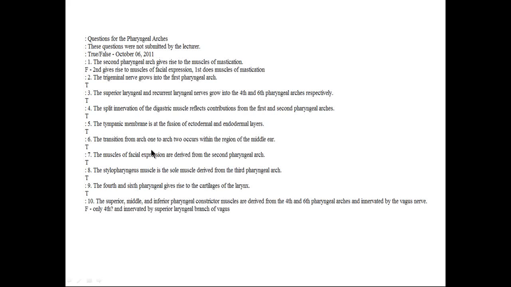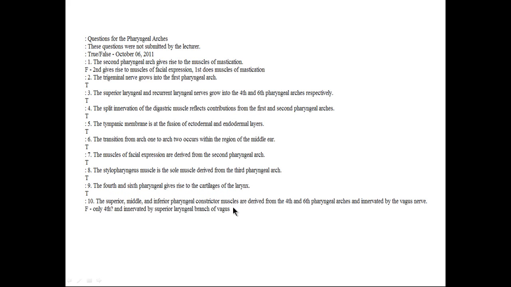The transition from arch 1 to arch 2 occurs within the region of the middle ear. True. The muscles of facial expression derive from the second pharyngeal arch. Yes, indeedy. The stylopharyngeus muscle is the sole muscle from the third pharyngeal arch. Yes. 5, 7, 9, 10. 9 does the stylopharyngeus. The fourth and sixth pharyngeal arches give rise to the cartilages of the larynx. The fourth and sixth, yes, 4, 6, larynx. True.